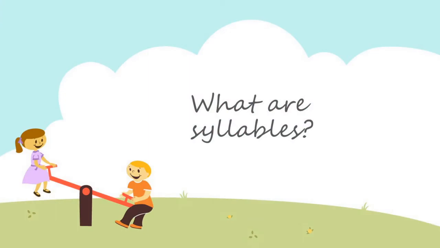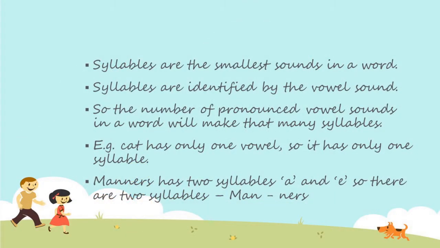Now, if you do not know what syllables are, I'm going to quickly review for you what syllables are. Syllables are basically the smallest sound in a word. It's the sound and not the written part. The sound creates the written part in a word. You define a syllable by the number of vowel sounds that you hear in a word.